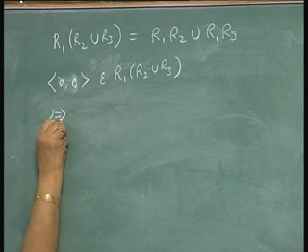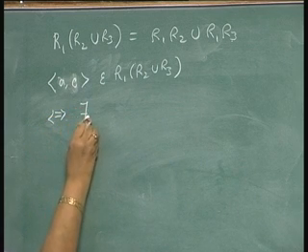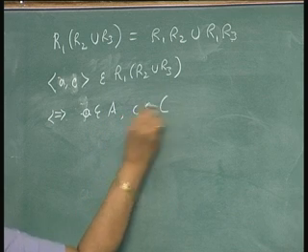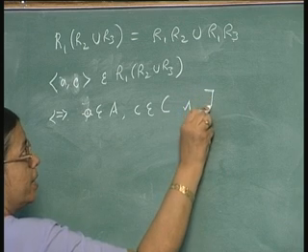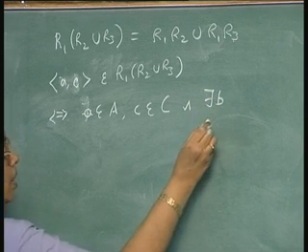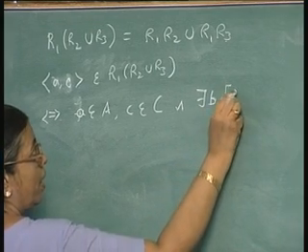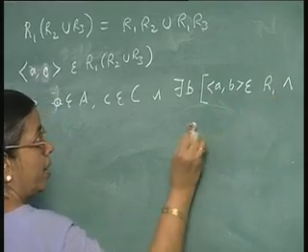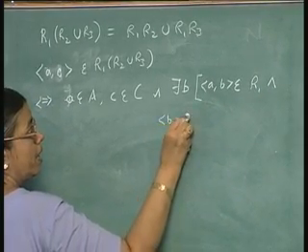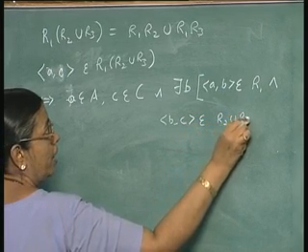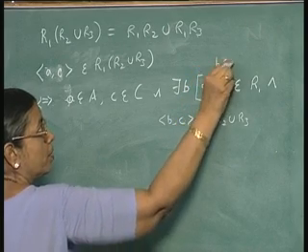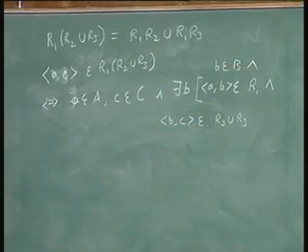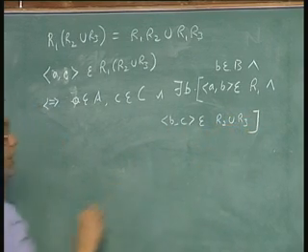This is equivalent to saying that a belongs to A, c belongs to C, and there exists b such that (a, b) belongs to R1 and (b, c) belongs to R2 union R3, and of course b belongs to B. There exists a b, b belongs to B, and (a, b) belongs to R1 and (b, c) belongs to R2 union R3.